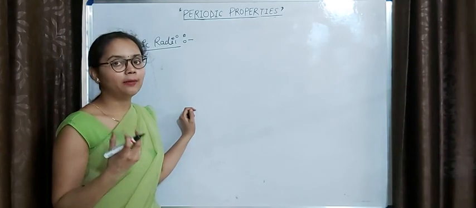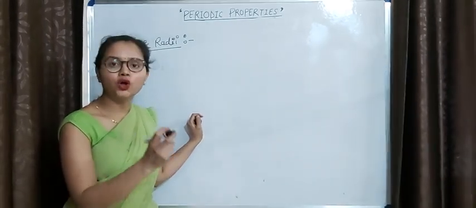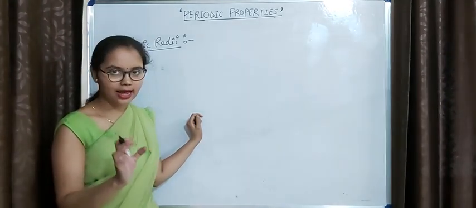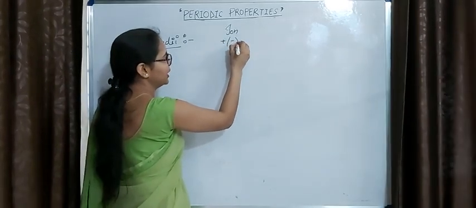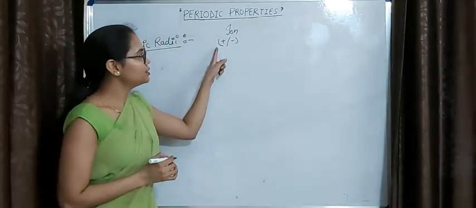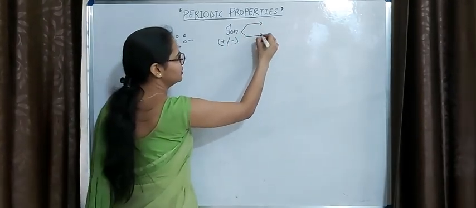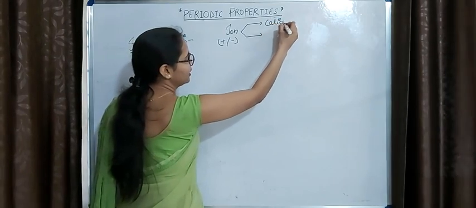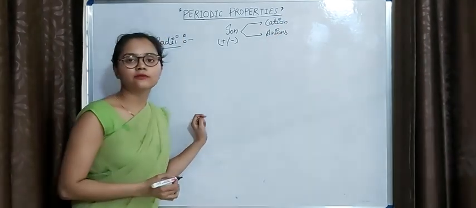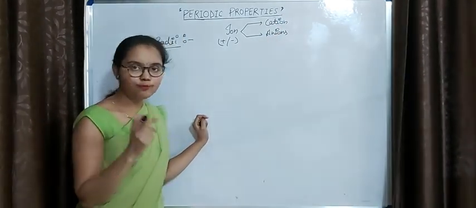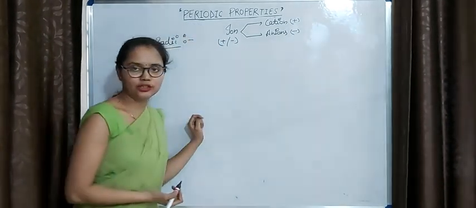What is ion? About ion we already know that the species which contain positive or negative charge are known as ions. So ions contain positive or negative charge, and on the basis of charge which they are containing, there are two types of ions, cations and anions. What are cations? Cations are the species which contain positive charge, and oppositely anion contains negative charge.